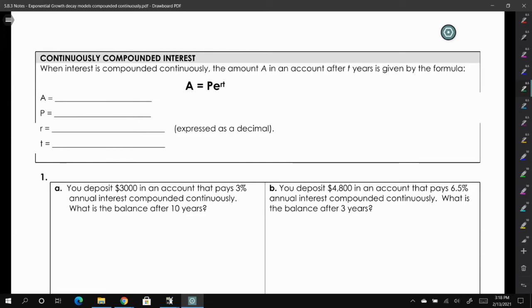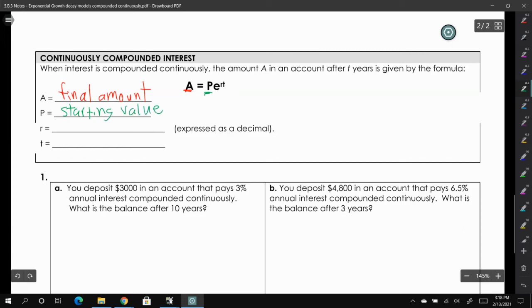power. And just like with the previous formulas, A is your final amount, P is your principal or starting amount, starting value, your R value is your rate as a decimal, and T is your time.